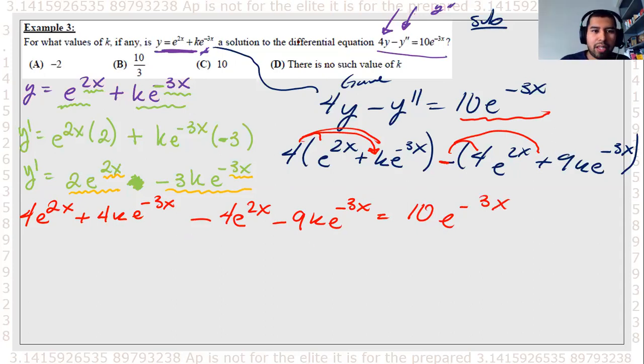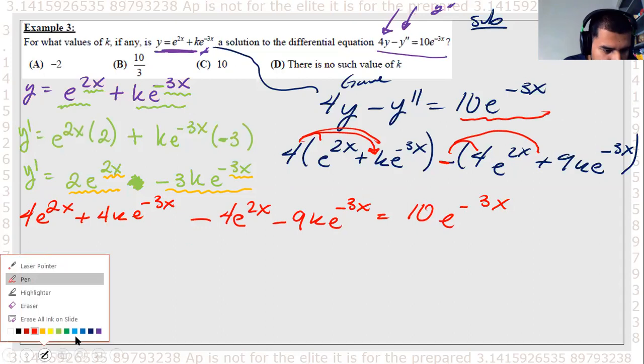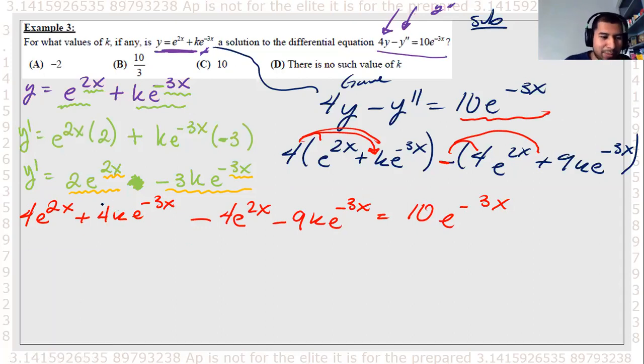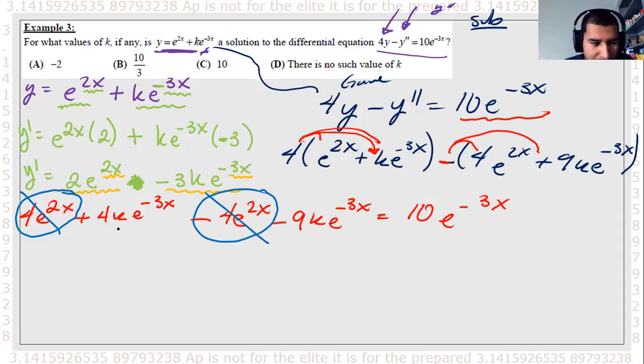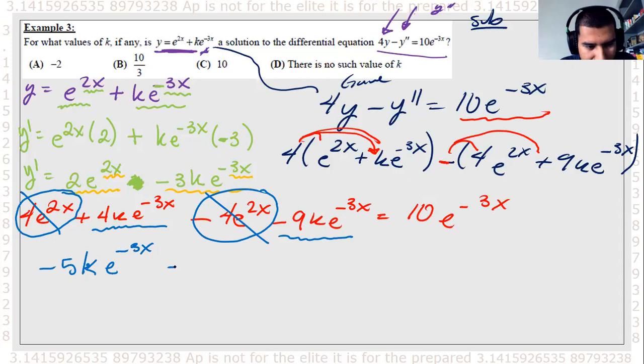Awesome. So pretty much we're going to combine like terms. Don't worry guys, this is my last example, so it's not going to be that bad. We have 4e^(2x) minus 4e^(2x), so those are like terms. Then 4ke minus 9ke is minus 5ke^(-3x), equal to the right hand side, 10e^(-3x).